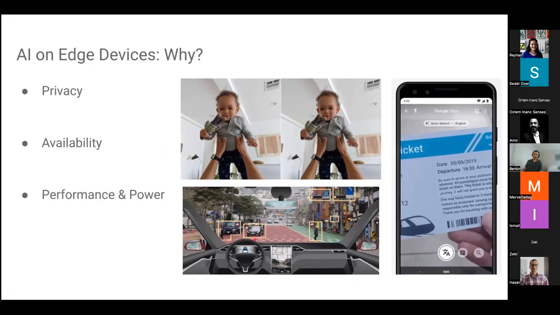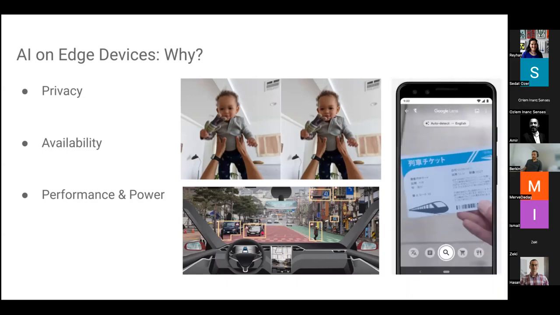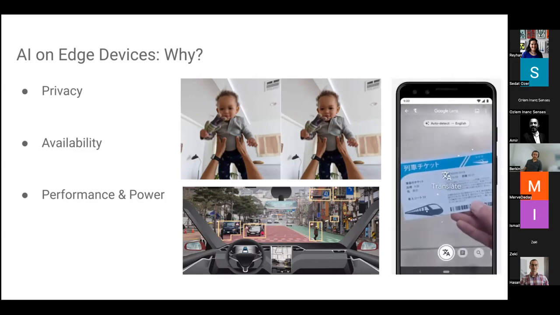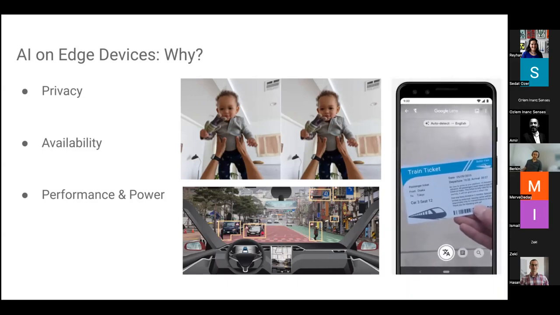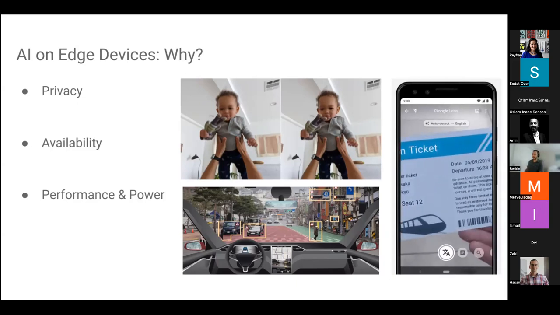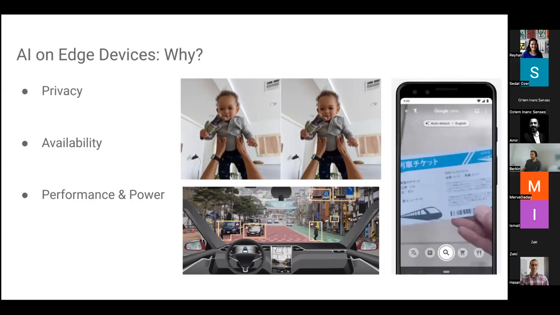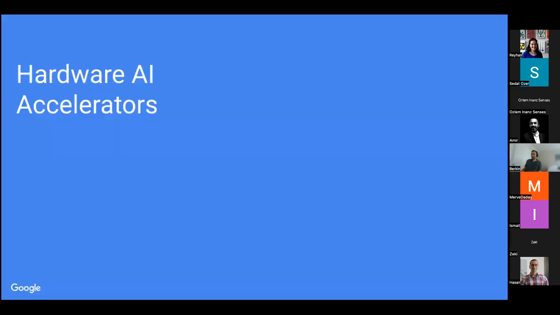Imagine a self-driving car detecting pedestrians or other cars. You don't have the luxury to send this data over communication channels and receive it back, right? So it has to be super low latency. That is the big motivation for specific hardware for AI workloads, and we are talking about hardware accelerators.